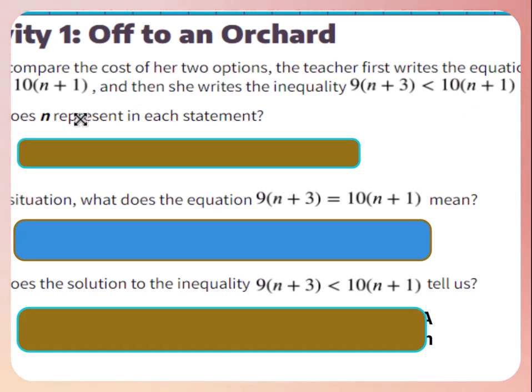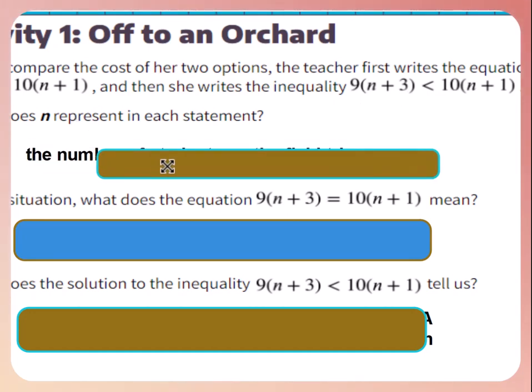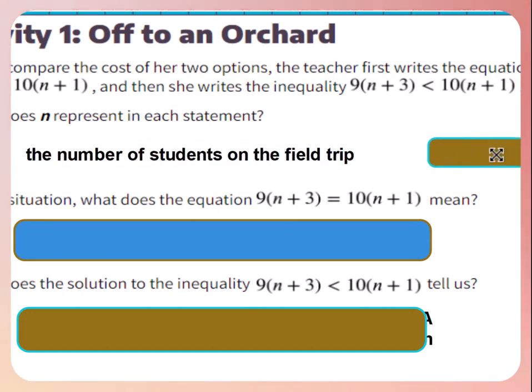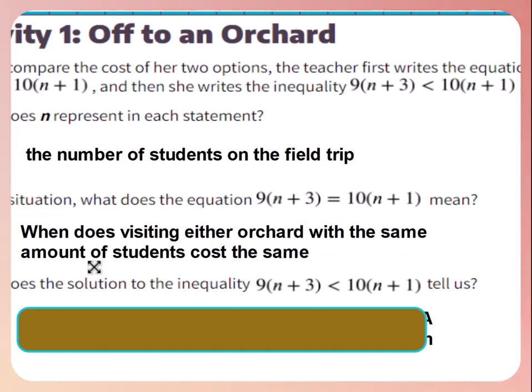Okay, what does n represent in each statement? N is the number of students on the field trip. In this situation, what does the equation 9 times n plus 3 equals 10 times n plus 1 mean? What that means is, when does visiting either Orchard A or Orchard B come up with the same total cost? When is that going to be equal? How many students would we have to put in here to make that equal?